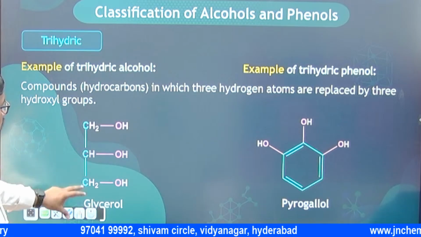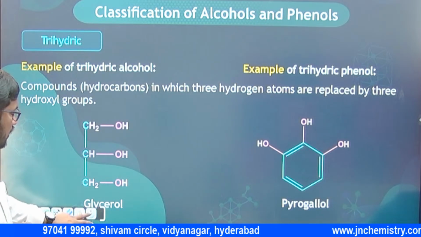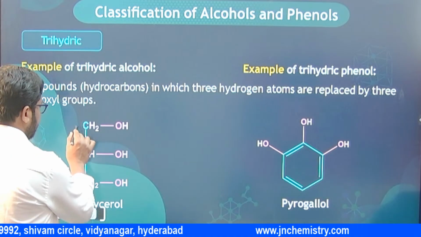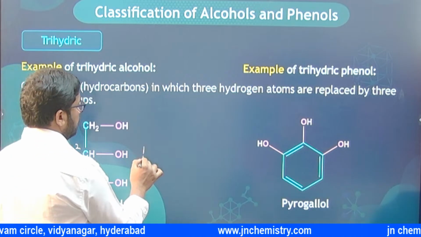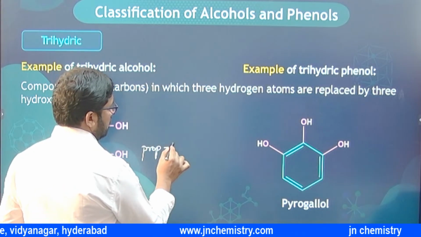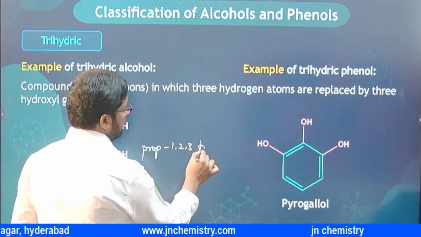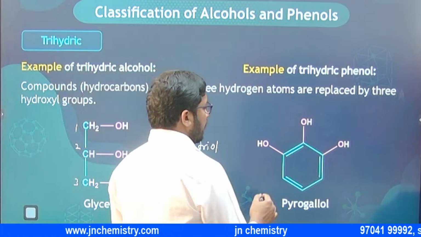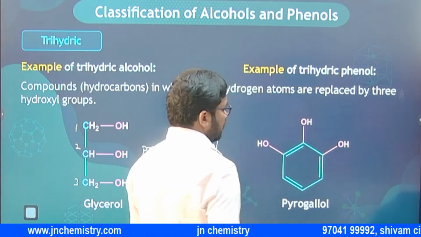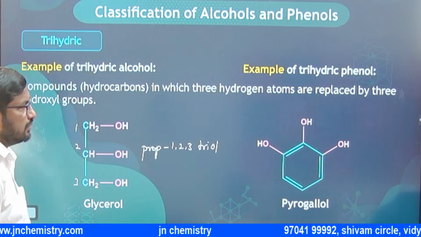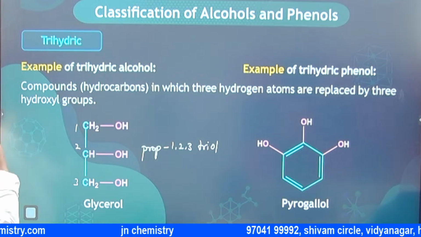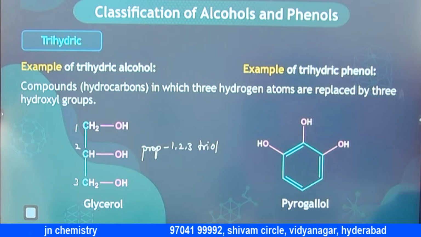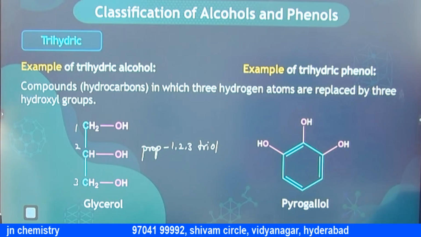So this is a trihydric alcohol. Glycerol I already discussed. Glycerol, or propane-1,2,3-triol. So this is pyrogallol, 1, 2, 3, a trihydric phenol. Three OH groups now.